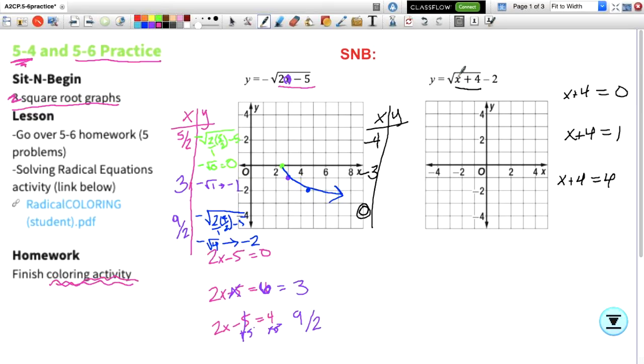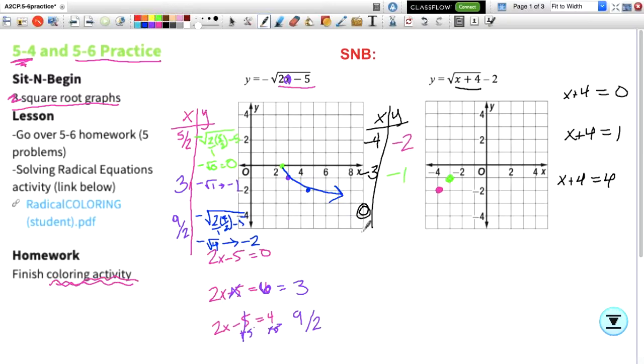So if I plug a -4 in here, -4 plus 4 is 0. The square root of 0 is 0. 0 minus 2 is -2. So I'm going to go over to -4 and down to -2. For my next one, I'm going to plug in -3 right here. So -3, go towards the positives, plus 4 is +1. The square root of 1 is 1. And 1 minus 2 is -1. So I'm going to go over to -3 and down to -1.